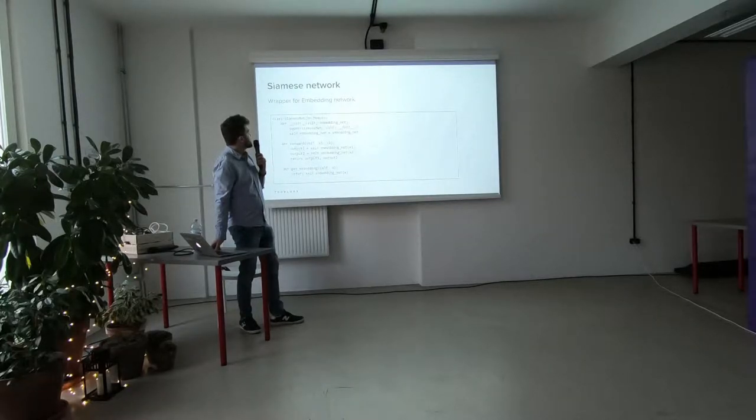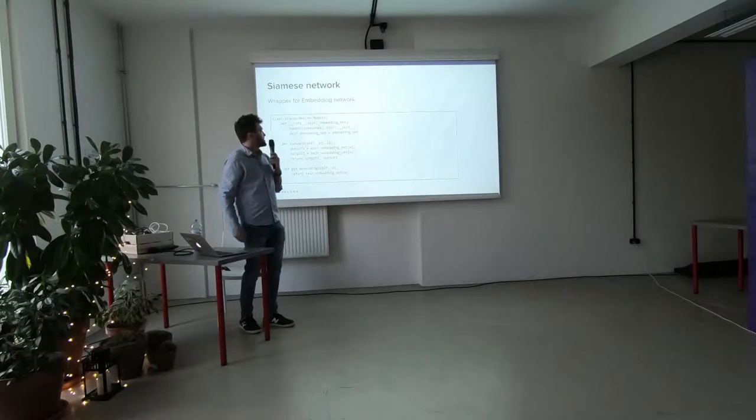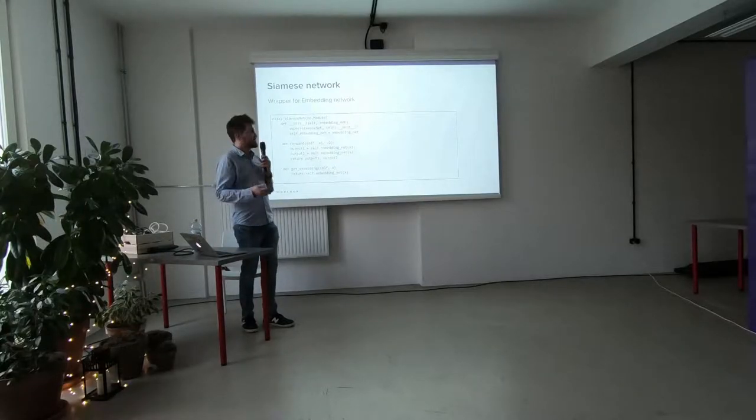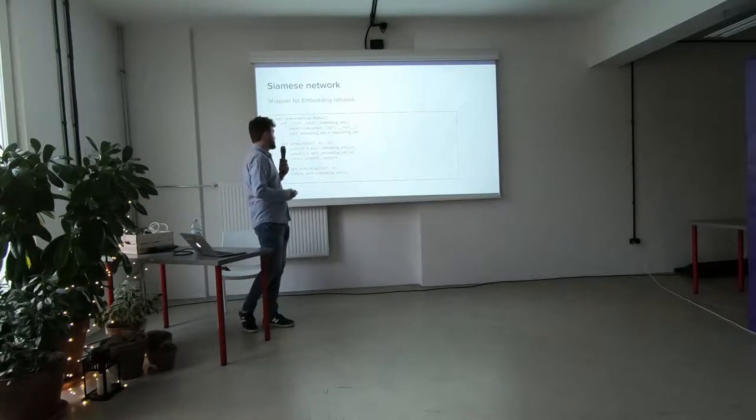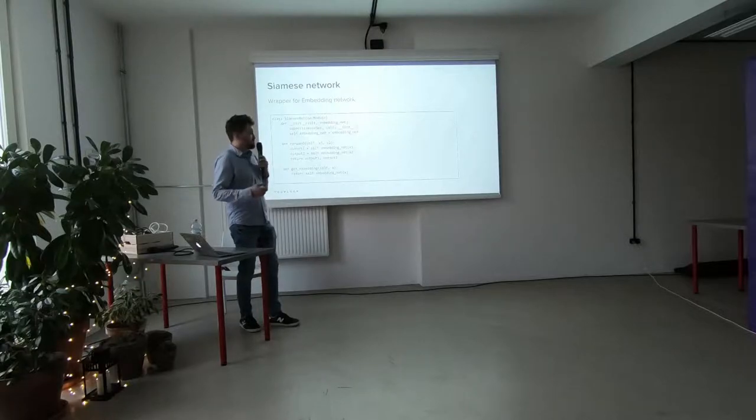Then we have a Siamese net module, which basically wraps the embedding net, processes pairs of inputs, and runs through them. That's not too much magic. We use the net that we defined before and extract the two-dimensional embeddings.